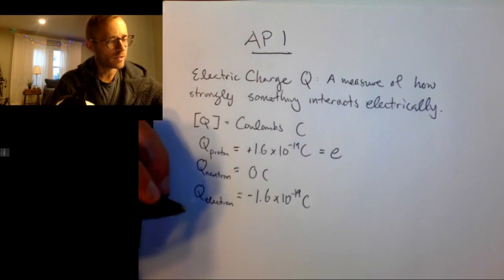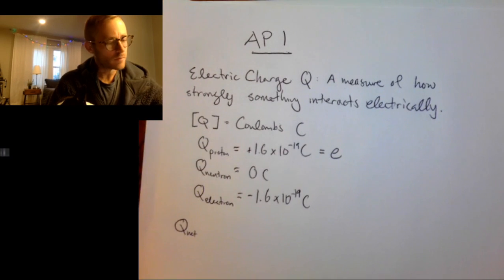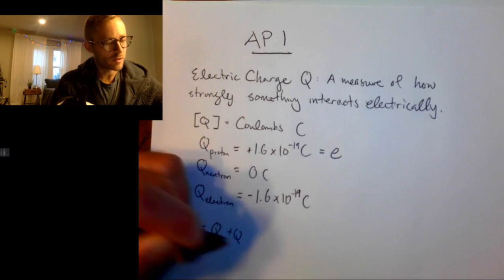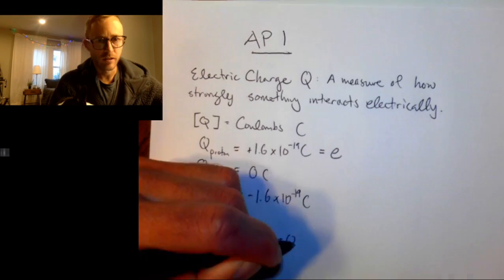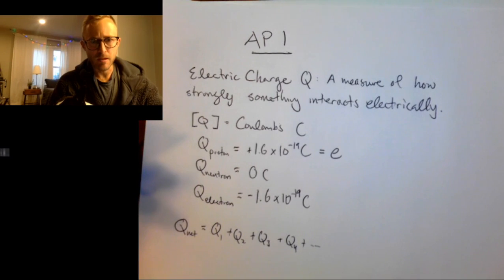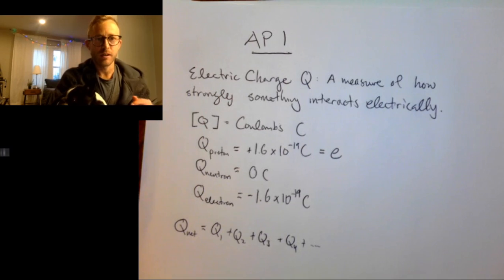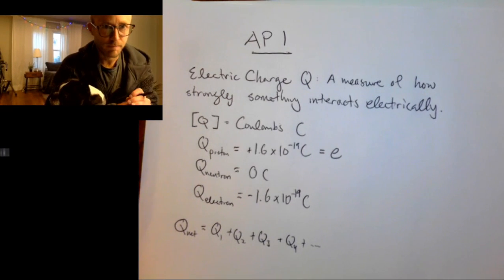If you want to know what is the net charge of something, that's just equal to the sum of all the individual charges that are in the thing, however many charges there are. If you have for example an atom, atoms have a net charge of 0 because they have an equal number of protons as they do electrons.